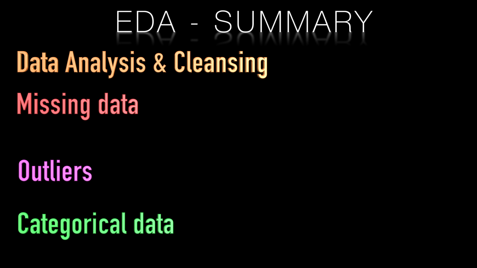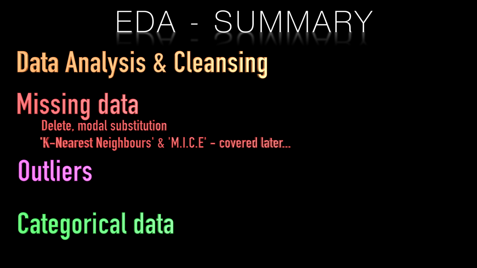For missing data, we've seen that in a worst case, we can simply delete it. Alternatively, a better approach might be modal substitution, or replacement with a value strongly correlated to another variable. As you might expect, more sophisticated methods exist using AI techniques to impute missing information. They go by the names of k-nearest neighbours, or MICE, which stands for multiple imputation by chained equation. We've not covered them here, but we will address both in future videos.